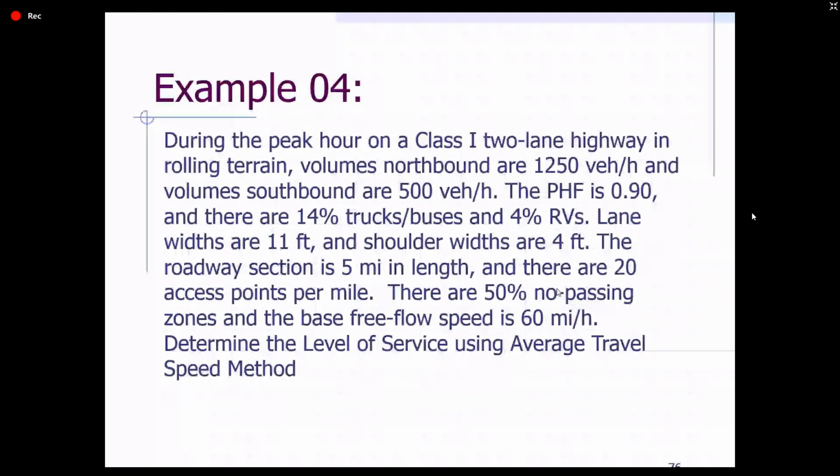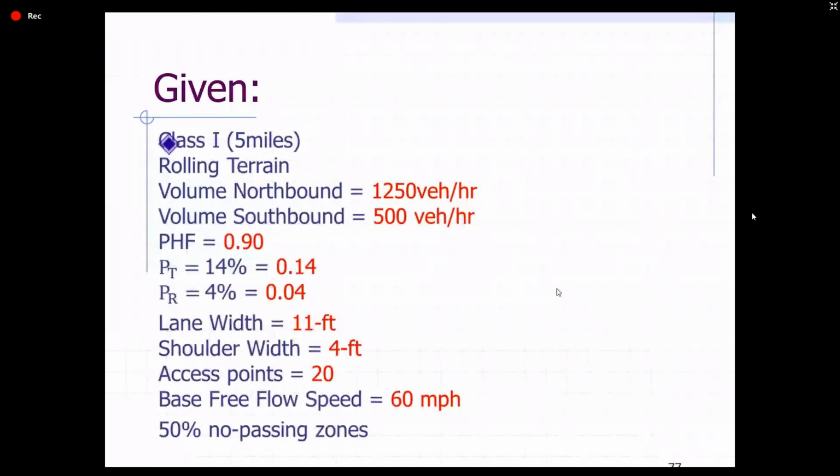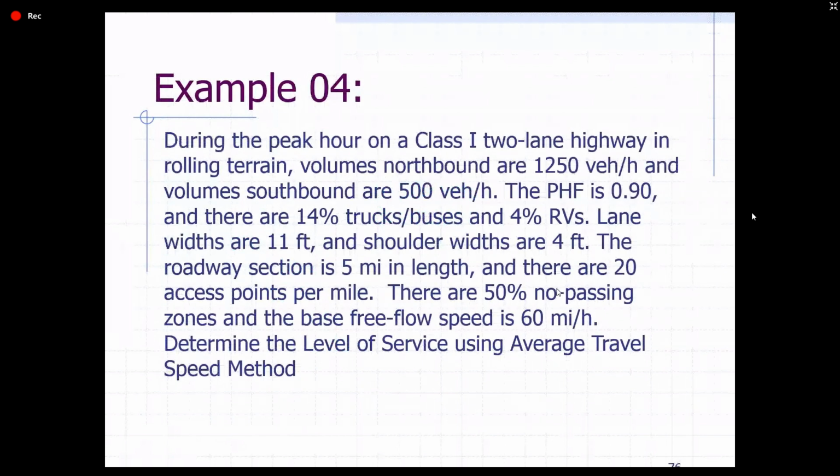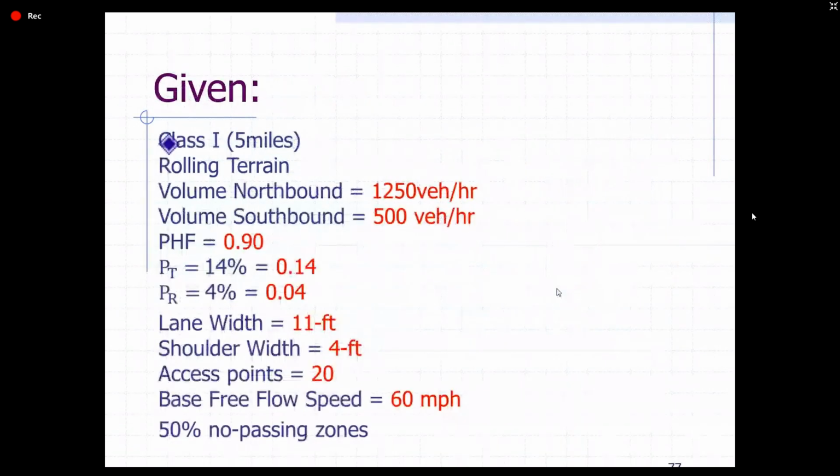So, try natin. During the peak hour on a class 1 highway, summarize lang natin yung given. Ito yung given natin, or ito yung problem natin. Trucks or buses, pareho yan. These or recreational vehicles, or yung RV. So, 5 mile yung length natin, so it is still within our category. Okay na. Let us determine the level of service using your ATS method. Ito yung summary ng given natin.